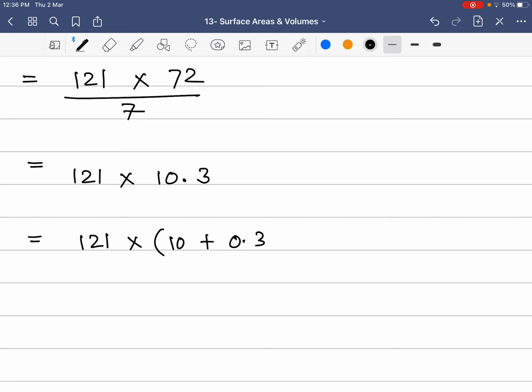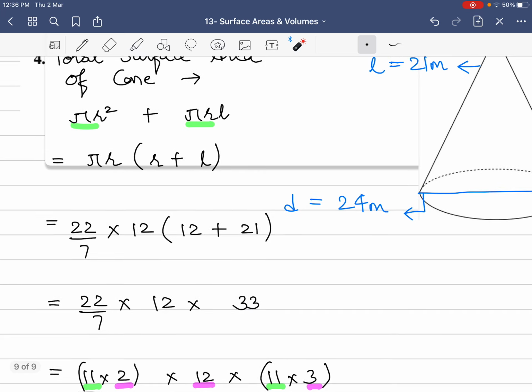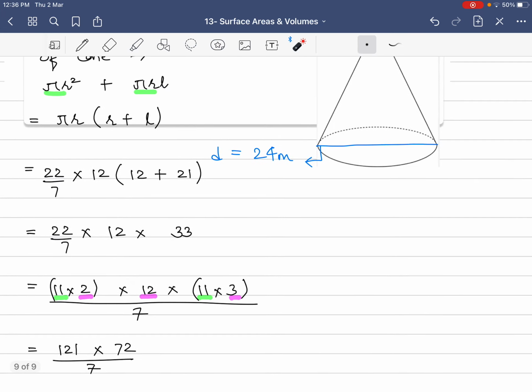So that is going to be 1210 plus 0.3 times 121: 3 1s are 3, 3 2s are 6, 3 1s are 3, 36.3. That will be equal to 1246.3 centimeter square. So this is the approximate value. If you use a calculator, we'll get a more accurate value, but anyway, the value doesn't matter. What matters is the procedure, the way we approach the problem and solve it. So the final value was 1246.3 centimeter square.